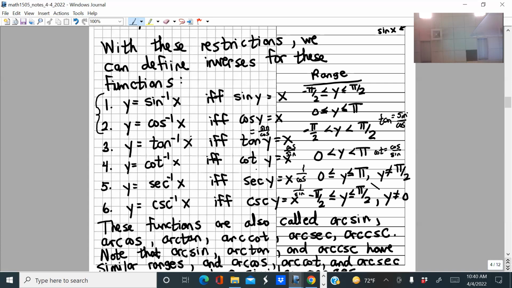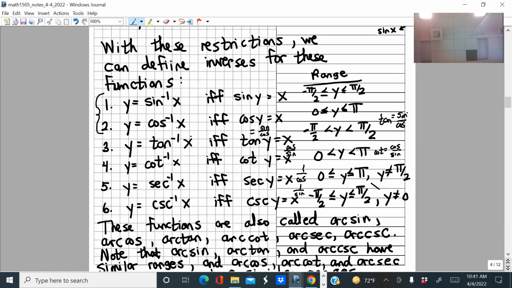So the range of the inverse cotangent is the same as the range of the inverse cosine, which is 0 to pi. What about secant? Secant is 1 over cosine. So the range of the inverse secant is going to be the same as the range of the inverse cosine, which is 0 to pi again. And then cosecant is 1 over sine. So the range of the inverse cosecant function, which we really don't use that much, is the same as the range of the inverse sine, which is minus pi over 2 to pi over 2.